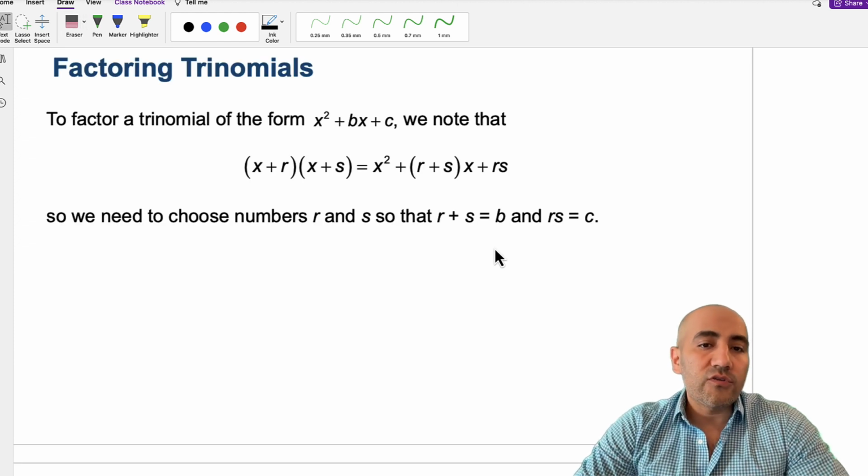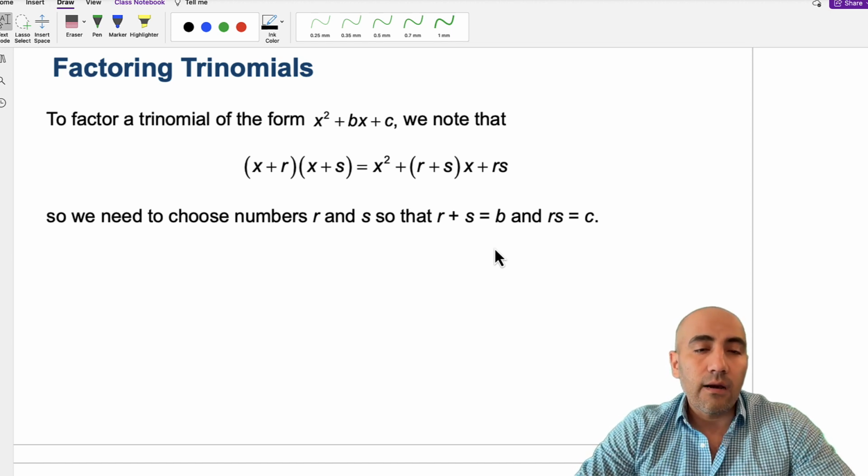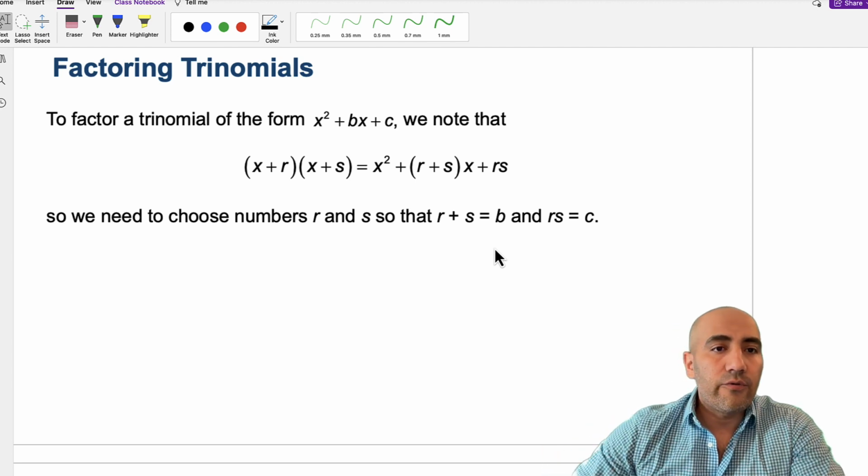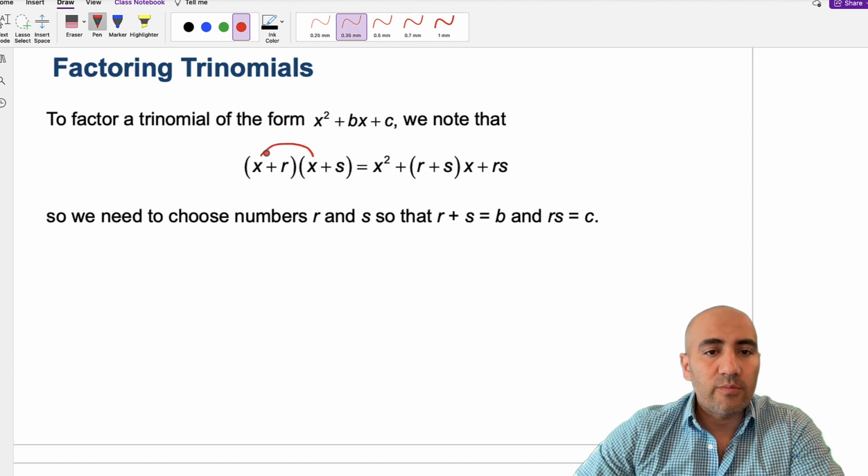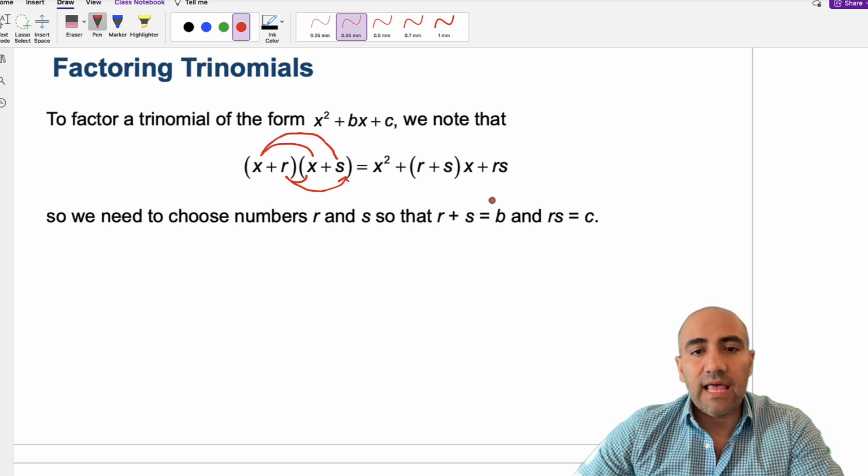Okay, to factor trinomials of this form, we notice, again, a pattern that happens when we FOIL, right? If we tried our good old-fashioned foiling technique on this guy, we multiply this times this, that would give you this term right here, the first. Then we multiply the x times the s, which would be x times s. And then r times x gives you r times x. And finally, there is an r times s term, which is this last one over here.